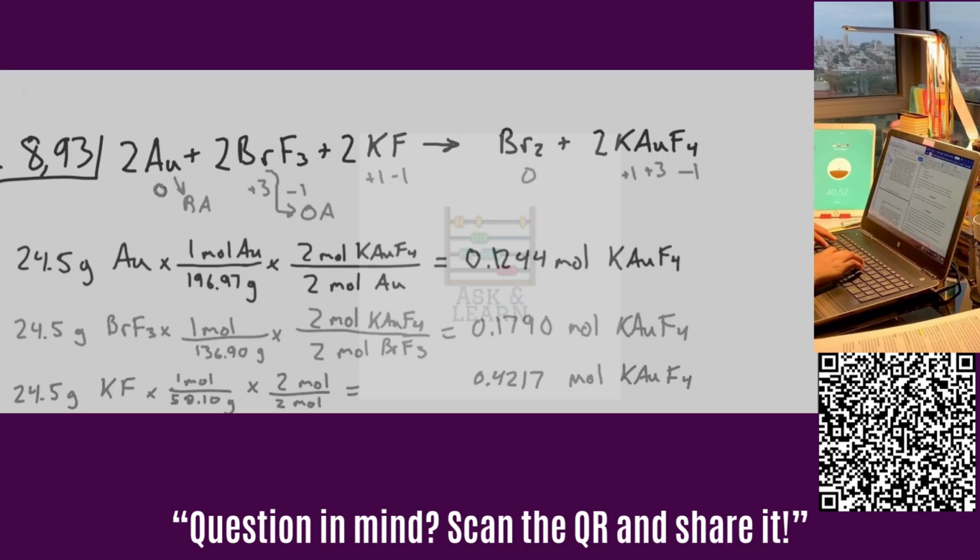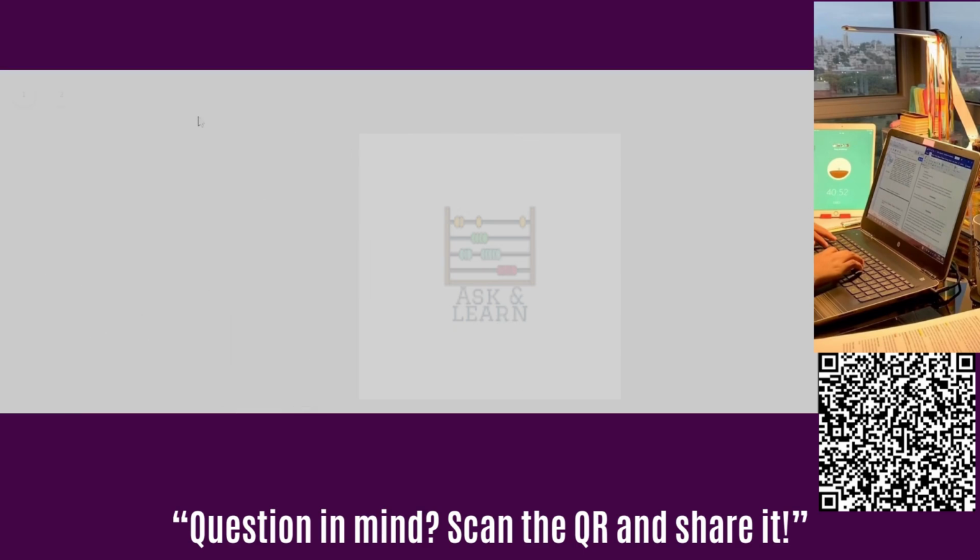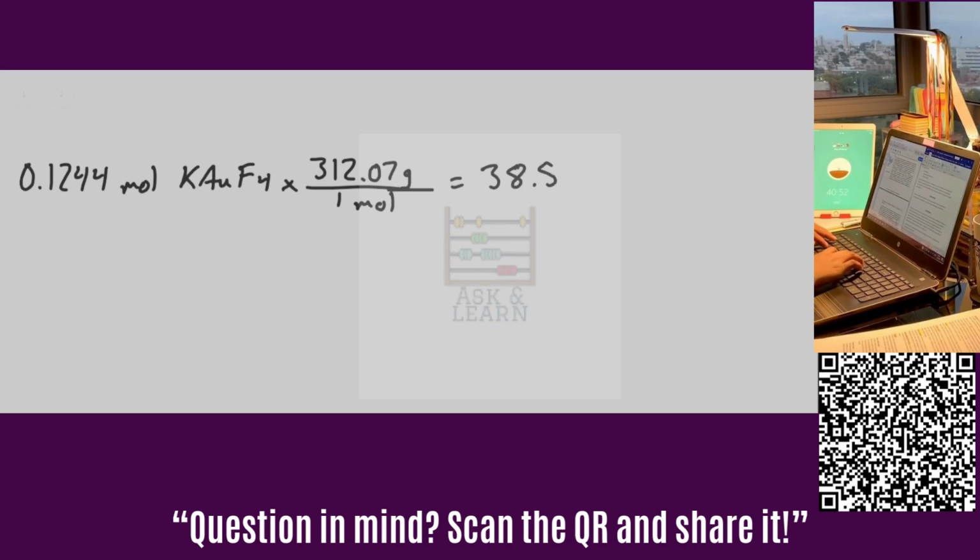So we can see that if we have an equal mass mixture of all three of these reactants, our limiting reagent is the gold. So from that one, we can calculate the mass of salt that we're forming. Based on this, we're forming 0.1244 moles of KAuF4, as we calculated on the previous page. All we have to do is multiply by the molar mass, which is 312.07 grams per 1 mole. And the mass that we get is 38.8 grams of KAuF4.